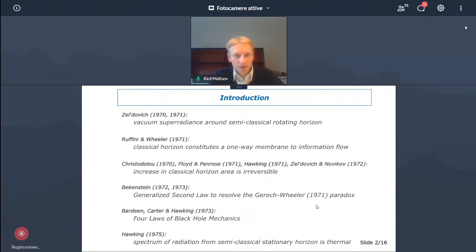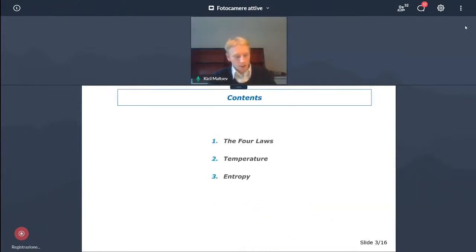In 1973, Bardeen, Carter, and Hawking established the 4 laws of black hole mechanics. And 2 years later, Hawking calculated the spectrum of radiation from a semi-classical stationary horizon and concluded that it is a thermal spectrum. This talk will concern the grounding of thermodynamic significance in the laws of relativistic black hole mechanics. And to this end, I will draw an explicit distinction between the phenomenological definition of temperature and entropy, as we know from classical thermodynamics, and the statistical definition of temperature and entropy, as we know from statistical mechanics. And then in the next step, we will check whether these definitions apply in the case of black hole mechanics.